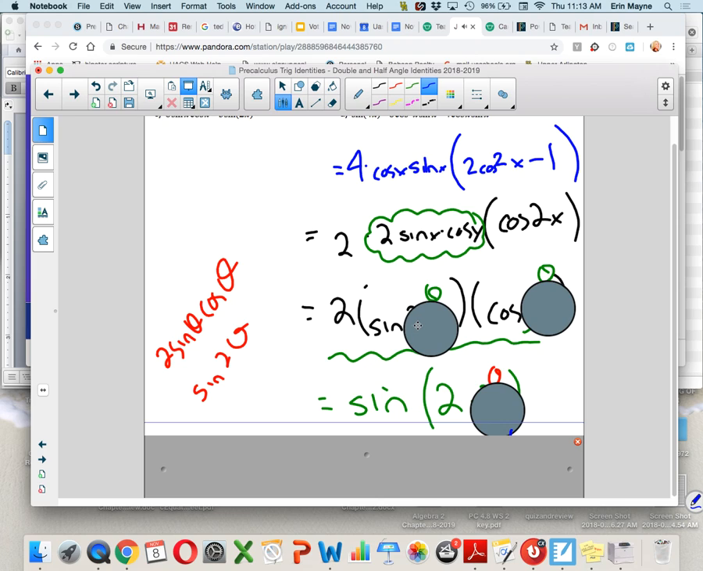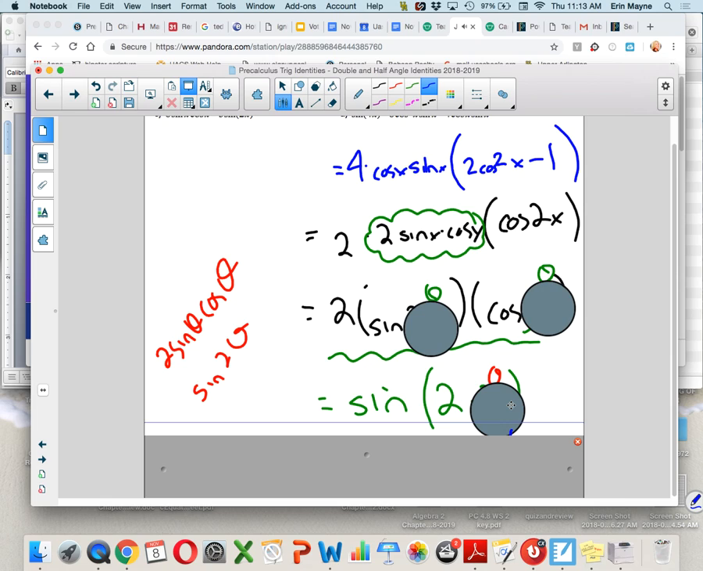So if I had 2 sine dumb circle, cosine dumb circle, wouldn't you say you could work backwards to sine of 2 dumb circle? Listen, we just did this exact step in 2 other proofs. If I have 2 sine cosine, don't I have sine of 2 something?